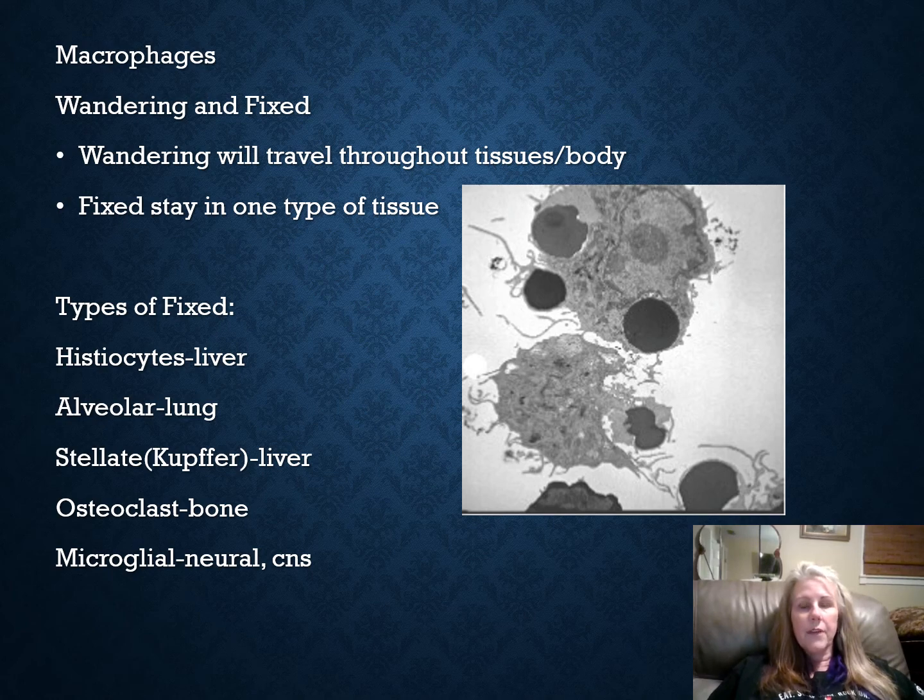Okay, the fixed macrophage that is found in bone, I know you'll recognize this one, is an osteoclast. So an osteoclast is the fixed macrophage that's found in bone. And the fixed macrophage that we find in the central nervous system is the microglial cell. Now, remember I said the fixed macrophages can become specialized for that particular type of tissue. They stay there, they're within that tissue, and they do become specialized to that tissue.